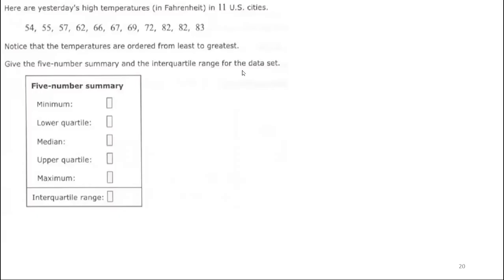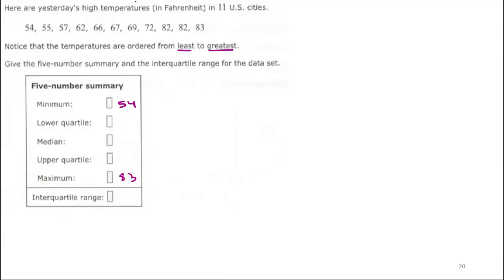All right, so here we have the 5-number summary. We have to provide this information and then calculate the interquartile range. As we look through this, it's already ordered from least to greatest, which is great. Again, if it wasn't ordered from least to greatest, then we have to put them in order first. Looking at these numbers, the minimum number is going to be 54. And then the maximum number there is going to be 83.